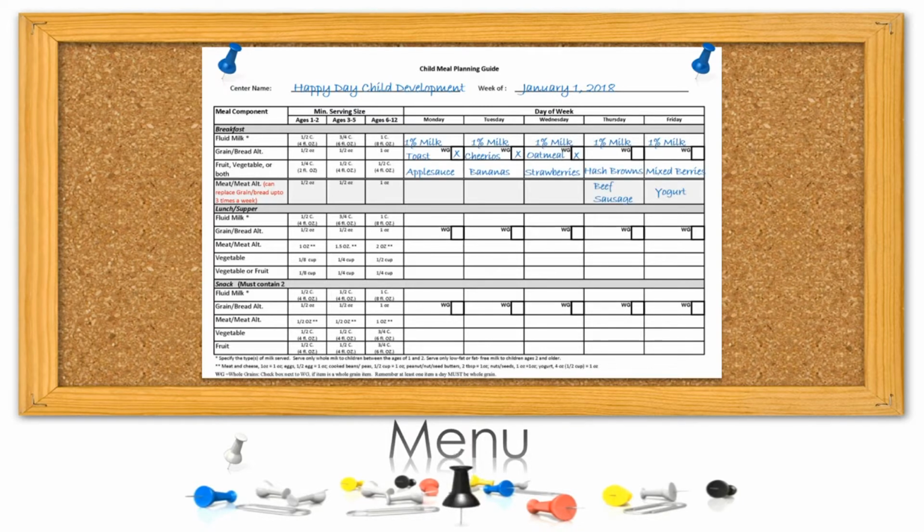That was easy. For breakfast, we made sure that we included the milk type, marked all whole grains, specified the type of fruit or vegetable we served, and on Thursday and Friday we served a meat or meat alternate instead of a grain. Let's complete lunch and supper. Again, we made sure that we specified the type of milk we served and marked all whole grains. Let's continue with snack. That was easy.